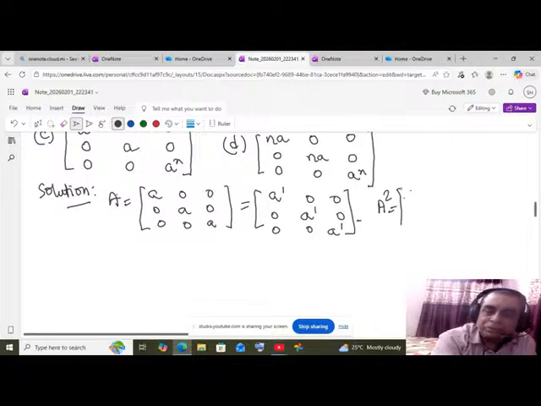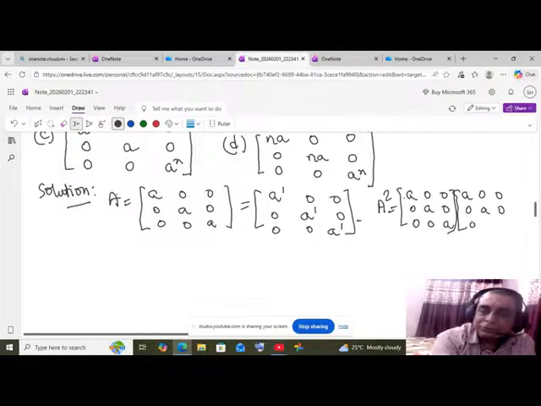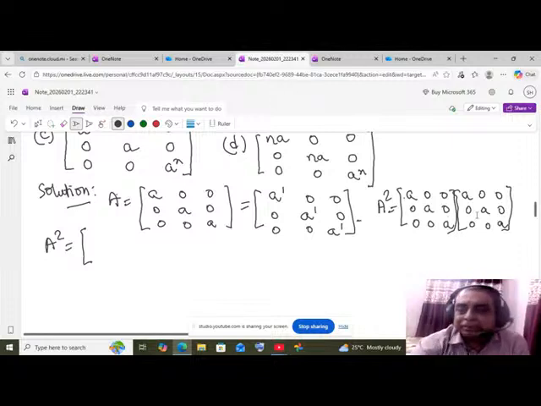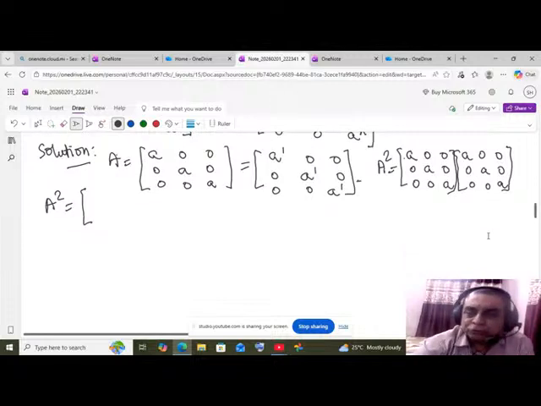A squared value is A times A. That is A 0 0, 0 A 0, 0 0 A, and you multiply the matrix with itself, the same matrix: A 0 0, 0 A 0, 0 0 A. So how do we multiply the two matrices? We multiply rows with columns. So the first row you multiply with the first column, and write it in the first element of the first row. So A times A is A squared.